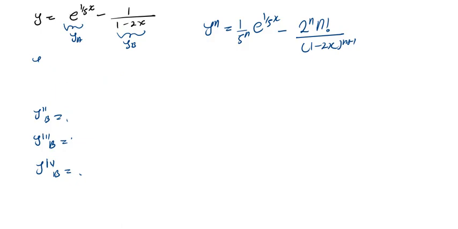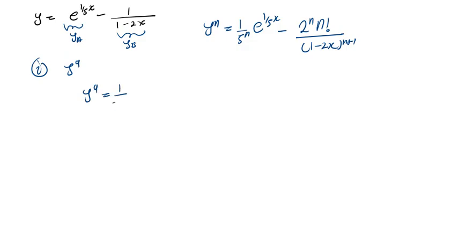Remember, the question is further asking us to evaluate the ninth derivative. So you have y^(9) equal to 1 over 5 to the 9. This is a big value. I'm not going to punch it on the calculator; you can do that if you want to. I'll just leave it like this. You have e to the 1 over 5x minus 2 to the 9 by 9 factorial, also a very huge number. Then you have 1 minus 2x to the power 9 plus 1, that would be 10, and that's how you'd have it.